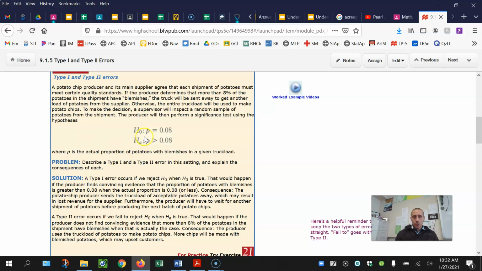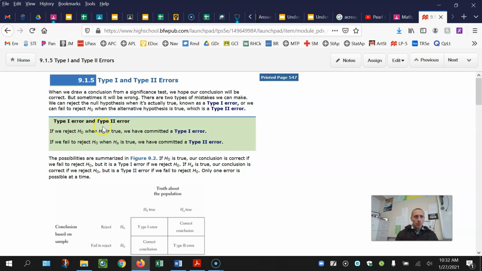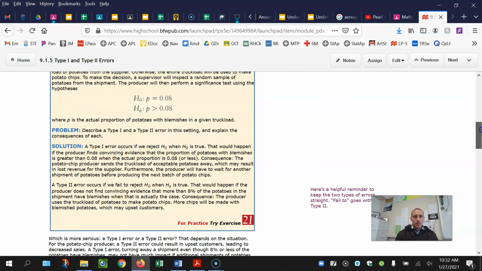So a type 1 error is you reject the null, when, let me bring it back up here, you reject the null when the null is true. So what does that mean? That means we find convincing evidence that there's more than 8% of the potatoes that are blemished, when in fact it's 8%. What's the consequence? Well, if we find evidence that more than 8% are blemished, we just sent away a full shipment of potatoes that were actually okay because we thought they weren't. So that's going to waste time. That's going to waste money.